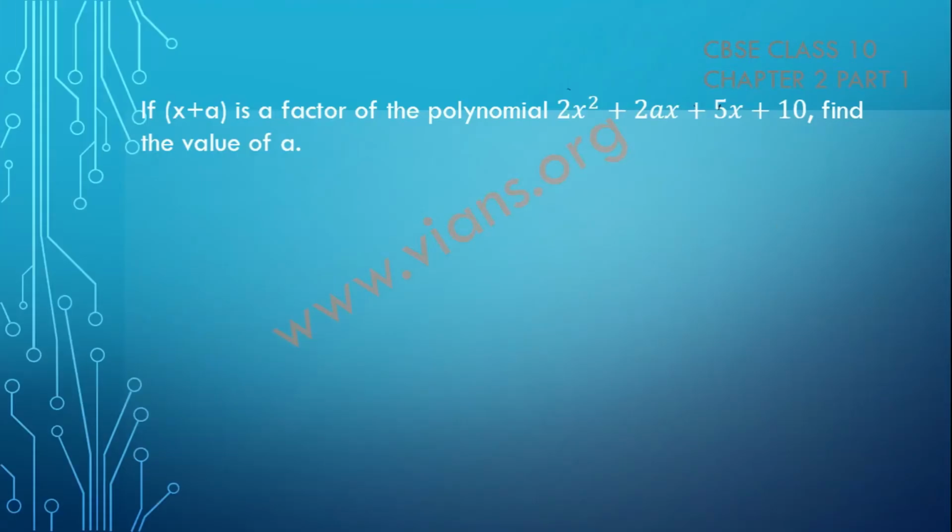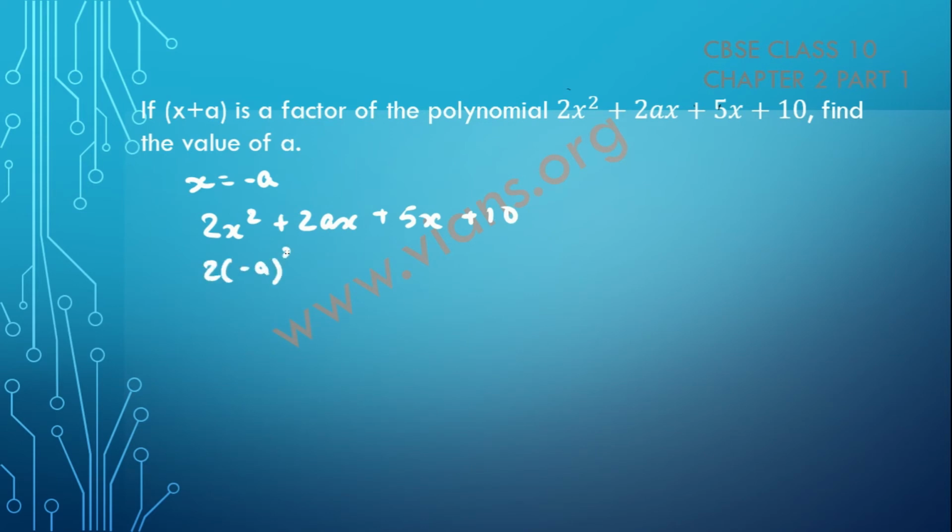That's problem number 10. So problem number 10 says if x plus a is a factor of polynomial 2x squared plus 2ax plus 5x plus 10, find the value of a. So first of all, we know if x plus a is a factor of any polynomial, then x is equal to minus a is going to give us a 0 of the polynomial. Now x is equal to minus a, let's put that value in 2x squared plus 2ax plus 5x plus 10. So that's going to be 2 into minus a whole square plus 2 into a into minus a plus 5 into minus a plus 10.